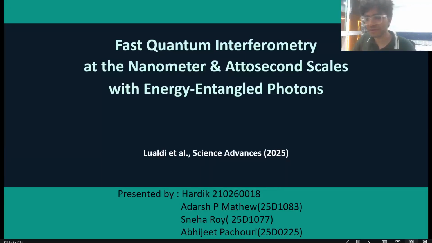Hello everyone. Today, a team consisting of Adarsh, Sneha, Abhijit, and myself, Hardik, will be presenting a very recent paper by Lualdi et al. about fast quantum interferometry at the nanometer and attosecond scale with high energy entangled photons. We will be walking you through the physical limitations of current interferometry techniques, the mathematical framework of the researchers' proposed solution, and how they applied it experimentally.